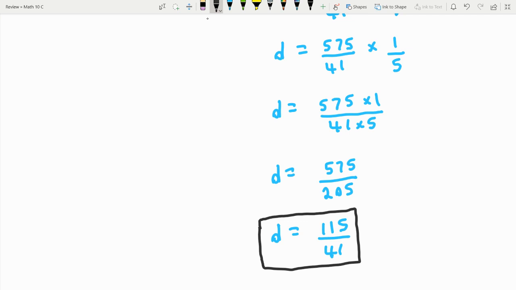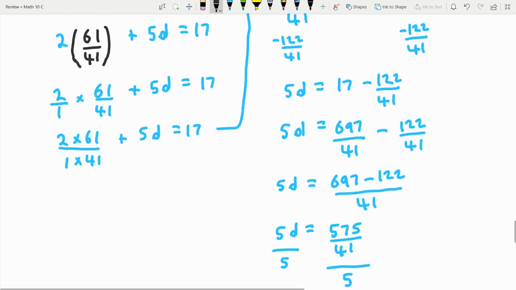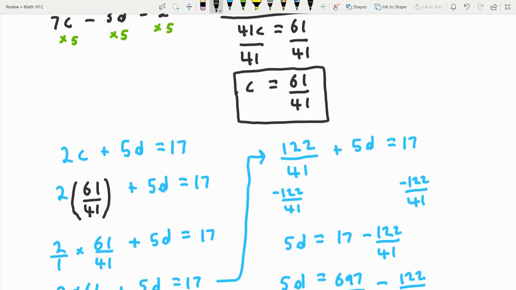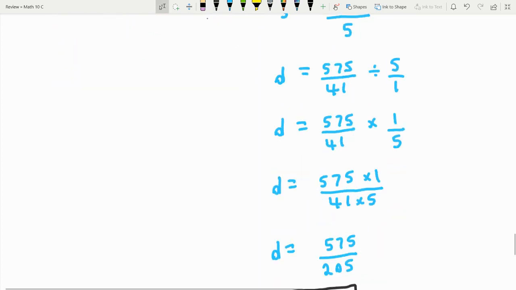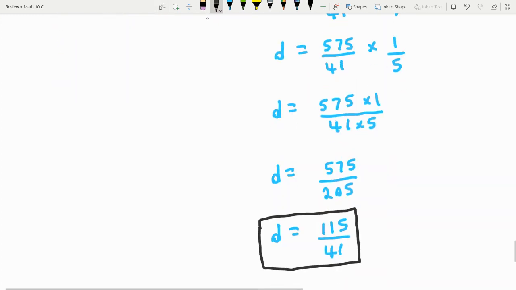So if I scroll back up now, my answer for C was 61 over 41. So I would say my final answer is C equals 61 over 41 and D equals 115 over 41.